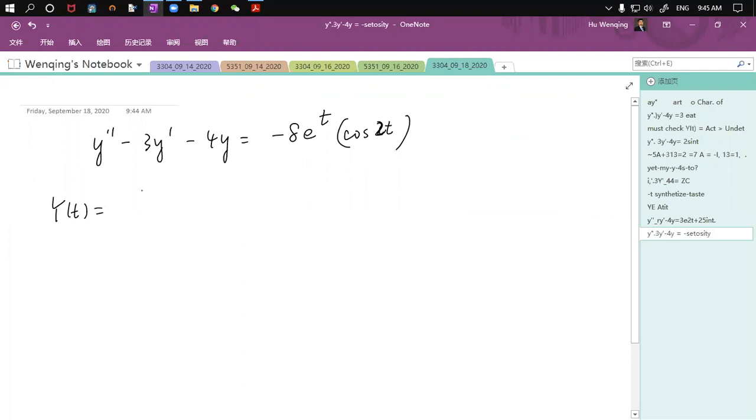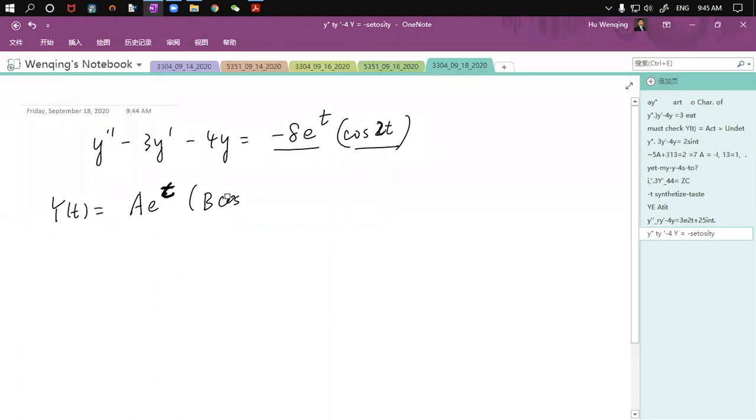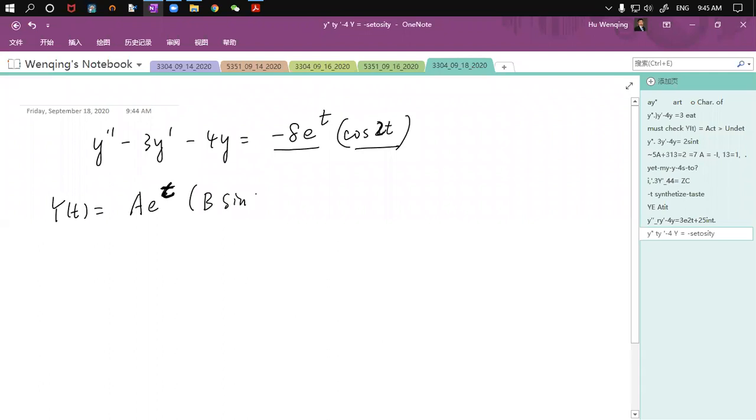That means it should be a e^t, because e^t is your solution if you just have e^t. But it's divide and conquer in terms of product, so it's a product of the two. So there's b of sine, right? Sine and cosine appear together. So sine of 2t plus c of cosine of 2t, because sine and cosine appear together.